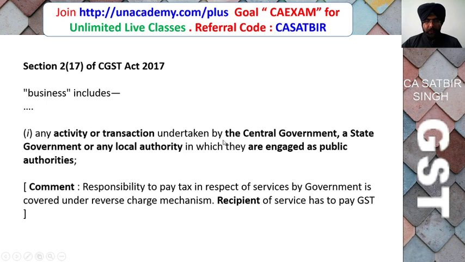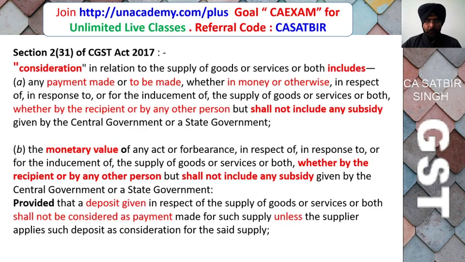Any activity or transaction undertaken by the central government, a state government or any local authority in which they are engaged as public authorities is also termed as business. In this case, the responsibility to pay tax in respect of the service by the government is covered under the reverse charge mechanism, where the recipient of the service is required to pay GST in most of the cases. Thus even if the central government or local authority supply these services, they are also termed as business.